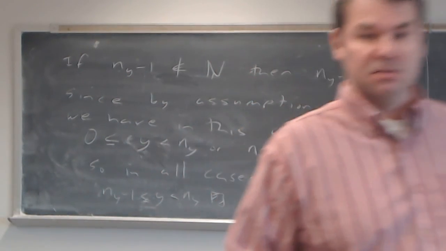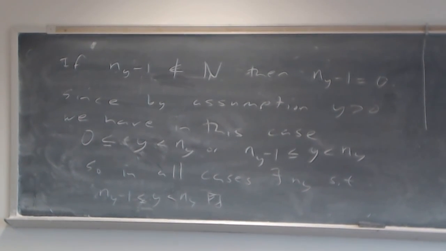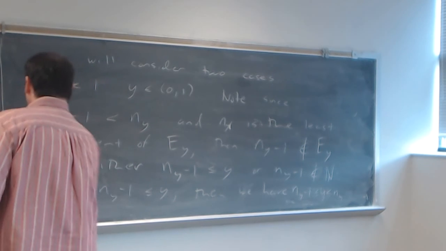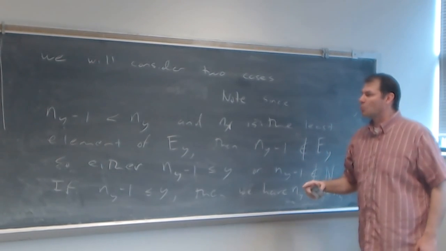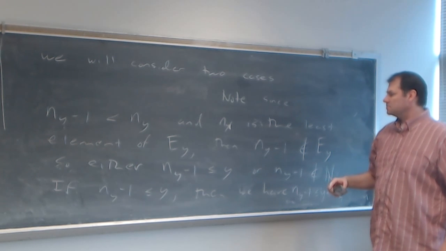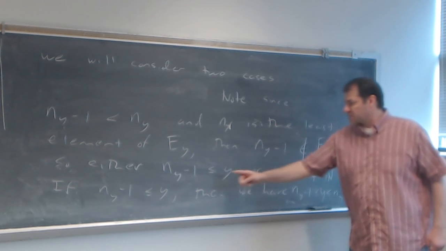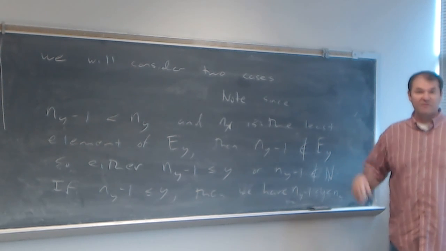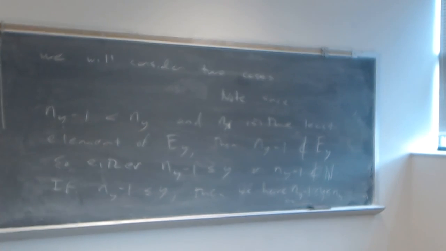So there were two cases. You just talked about n sub y minus 1, whether it was in the set of natural numbers or not. So here, when I said there were two cases, that was true. But the two cases developed not because of where y was, but rather why n sub y minus 1 wasn't in the set E sub y. Okay? Either it's less than or equal to y and we're done, or it's not a natural number. And still, even if it's not a natural number, we're done. It will work. Okay? So that ends the proof.